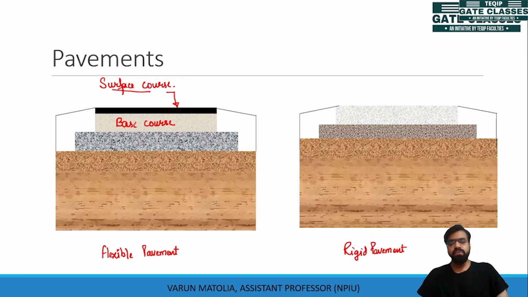Another layer which supports your base course is the sub-base course. Sub-base course is also made up of broken stones, but the quality of these broken stones is not as good as the base course. This layer supports the load coming from the top and distributes it to the layer beneath, and the layer beneath is known as subgrade.